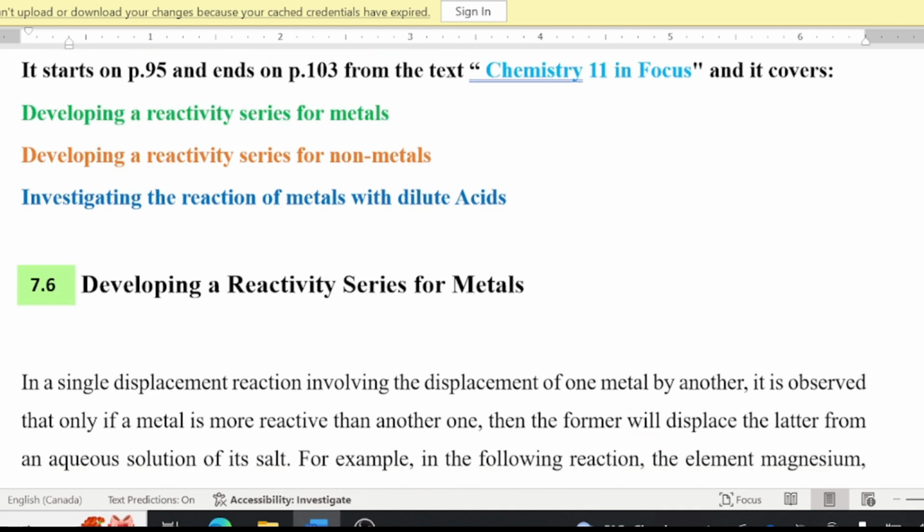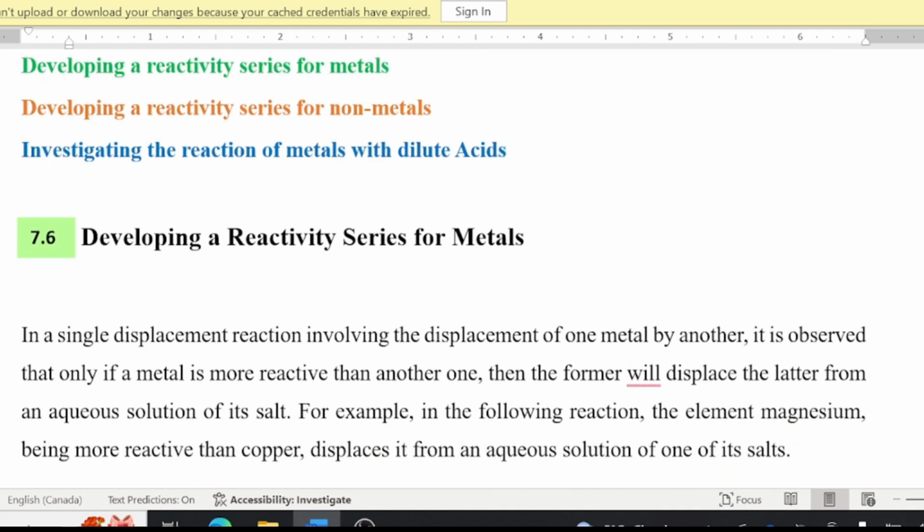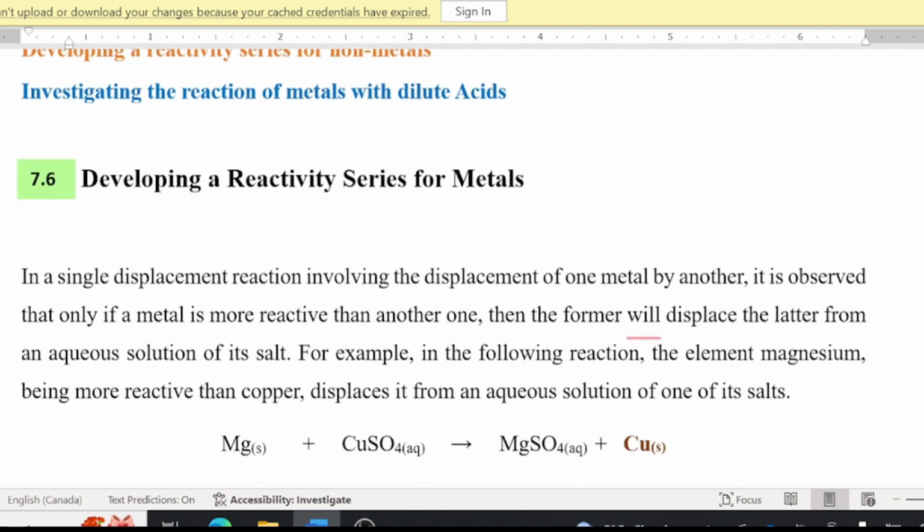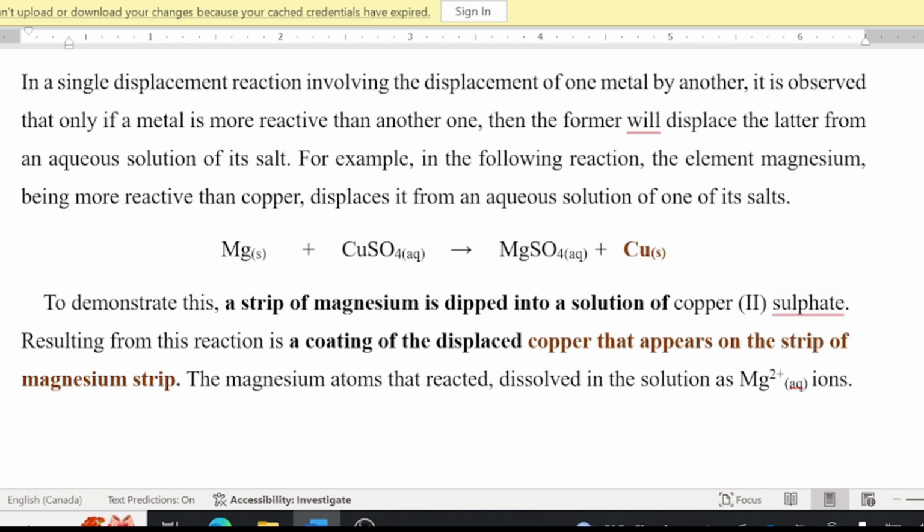In that case, magnesium, being more reactive than copper, was able to displace it from an aqueous solution of one of its salts. In this case it was copper 2 sulfate. So this was the reaction here. This magnesium, being more reactive than the copper in this solution, was able to displace it.